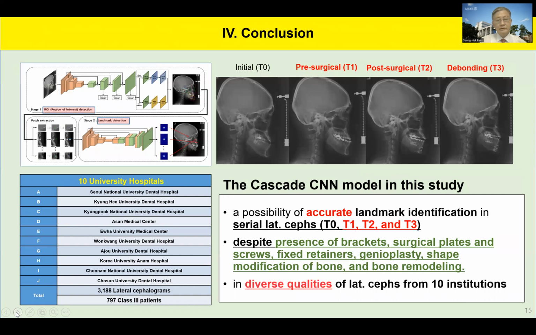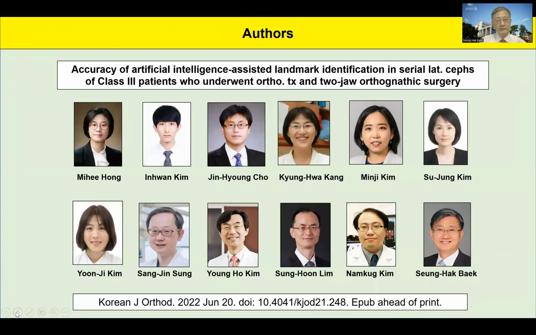Therefore, the Cascade CNN model used in this study showed a possibility of accurate landmark identification in pre-surgical, post-surgical, and debonding lateral cephalograms despite the presence of brackets, surgical plates and screws, fixed retainers, genioplasty, shape modification of the bone, and bone remodeling changes, in diverse quality of lateral cephalograms obtained from 10 institutions.